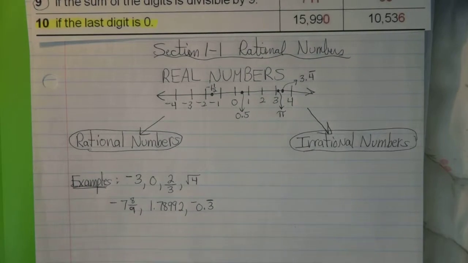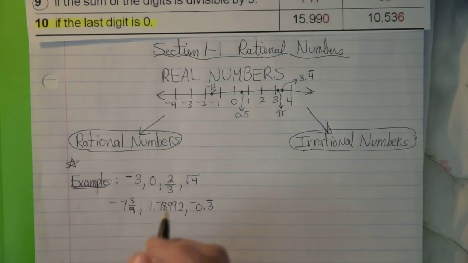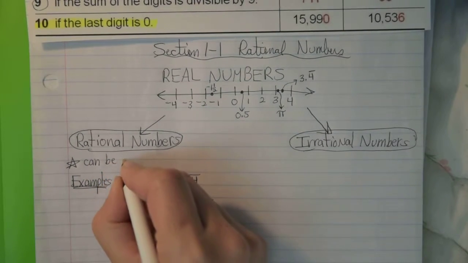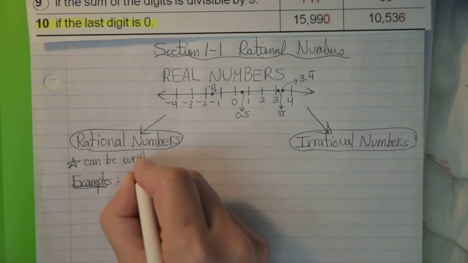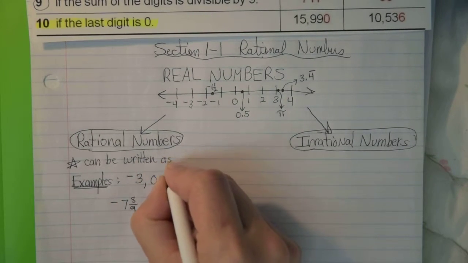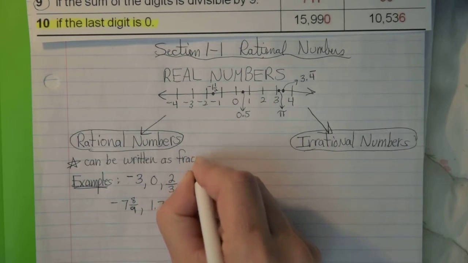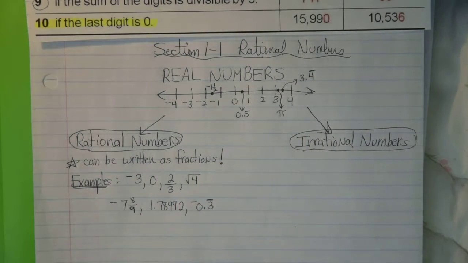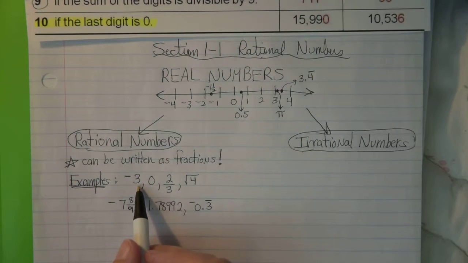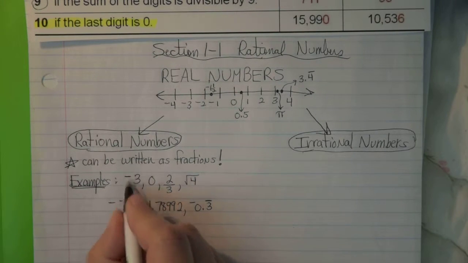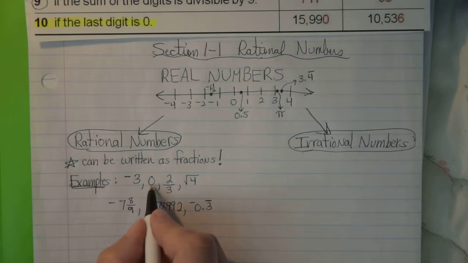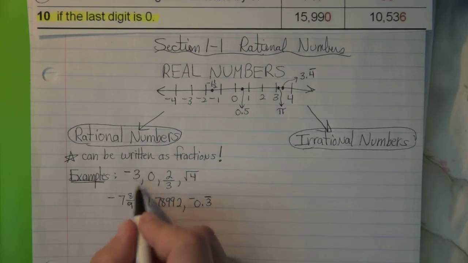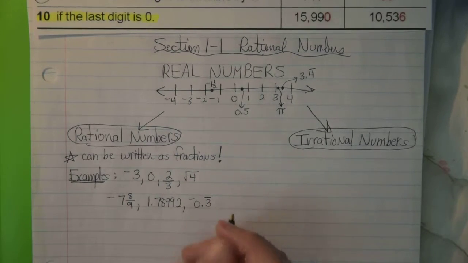And if you don't see the pattern, it's this. They can be written as fractions. So let's take a look at that. -3, I could put that over a 1, which makes it a fraction. Same with the 0. Any whole number or integer you can put over a 1 to make it a fraction. 2/3 is already a fraction.